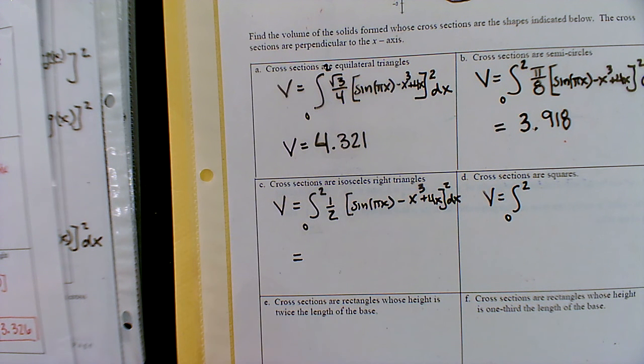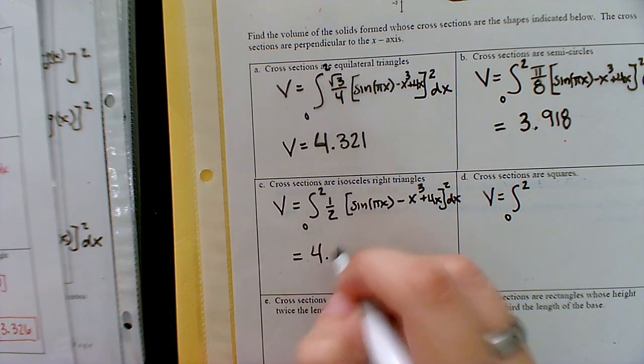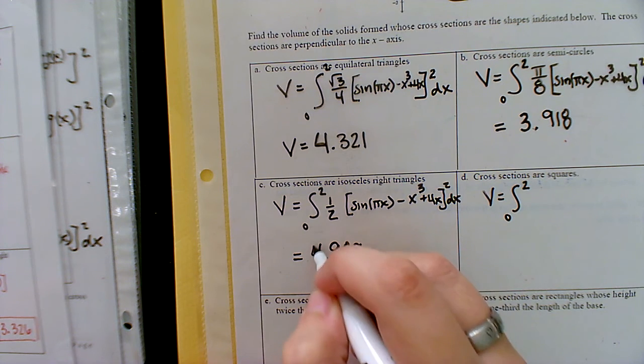Can we get our volume? Autumn, you want to give it a shot? Yep, 4.989. We doing okay?